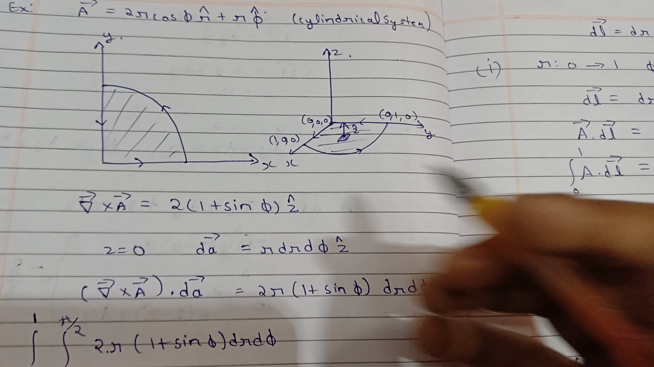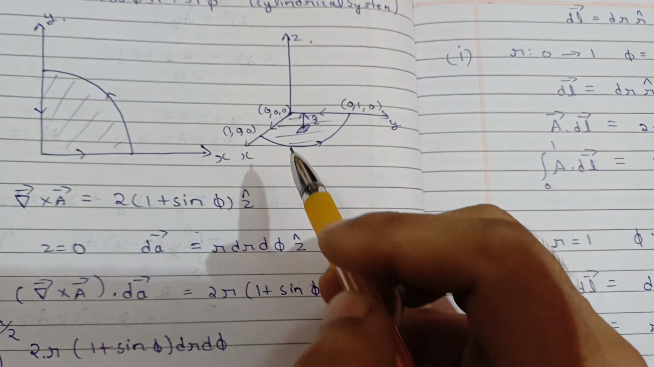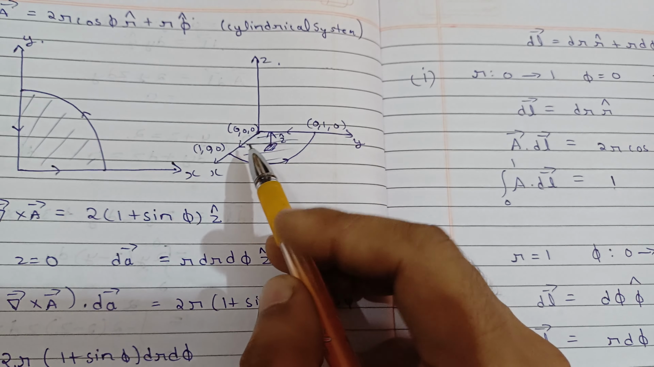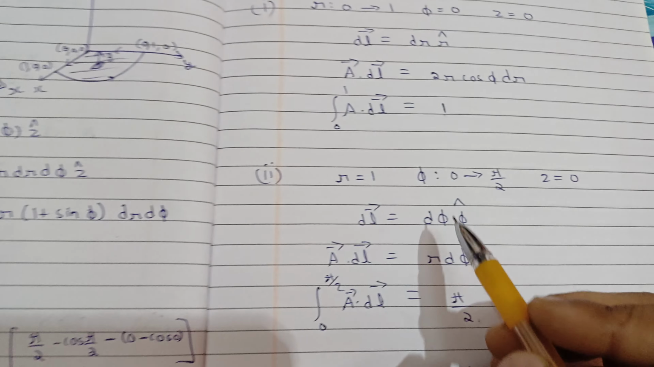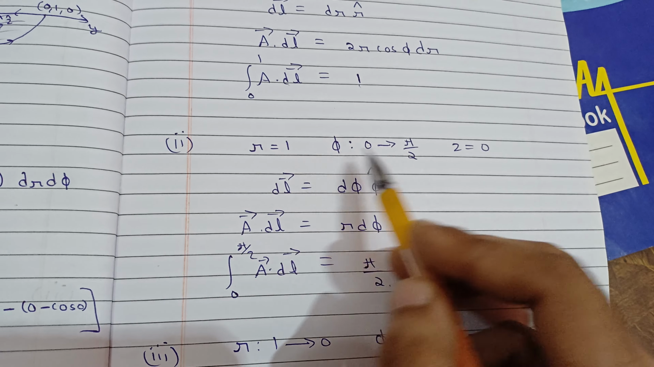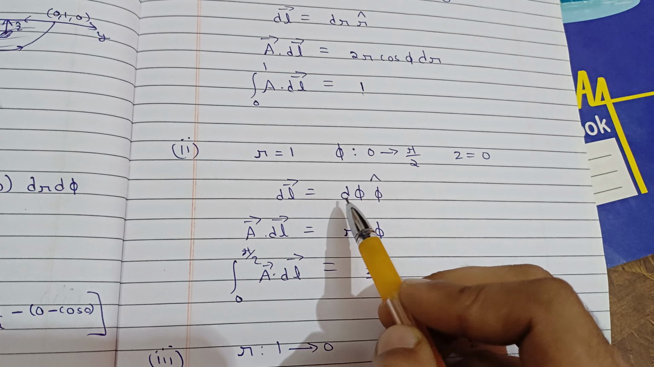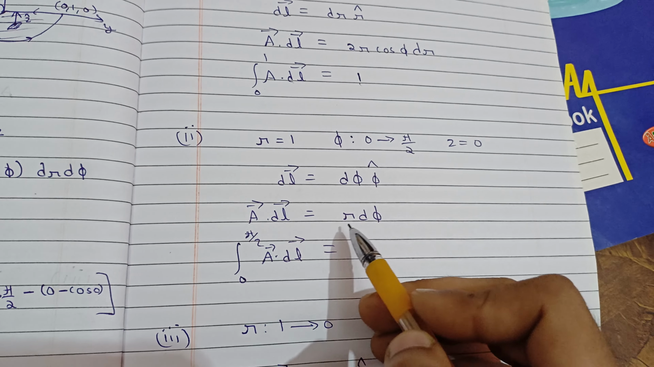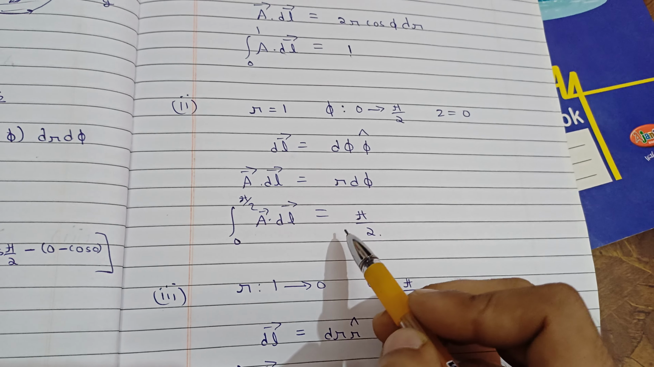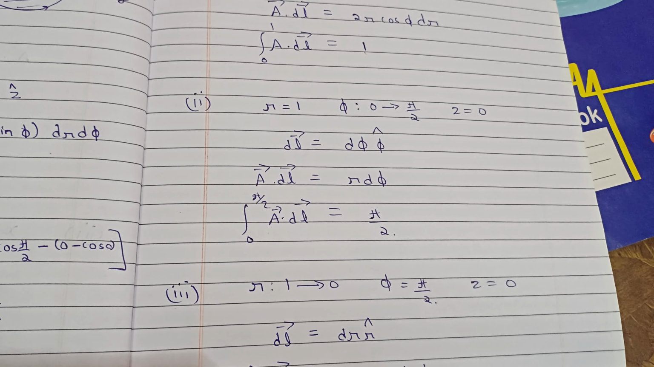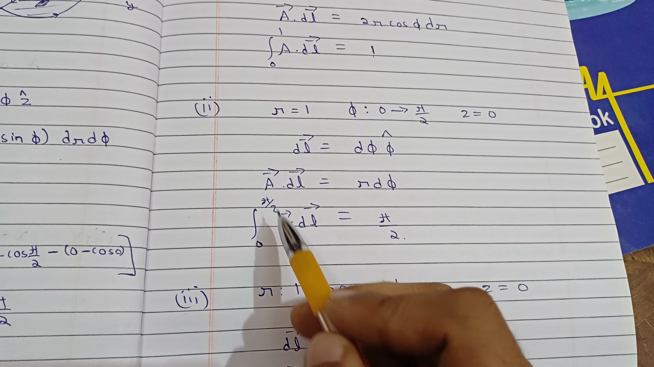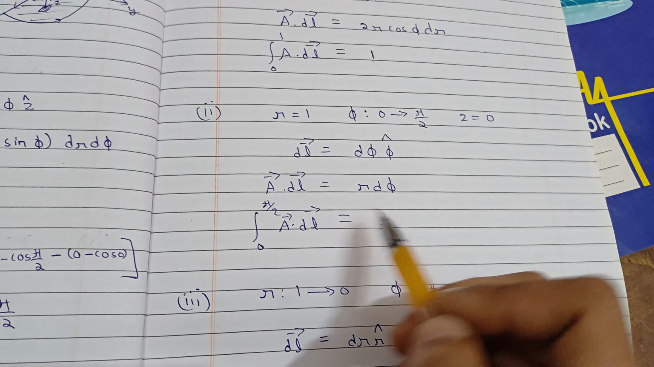Now for this second one, this curve, this is for the quarter of the circle. So r is fixed for this, that is 1. Phi is changing 0 to pi by 2, and z equal to 0. So r is 1, dr will be 0, dz will be 0, and phi is going 0 to pi by 2. So dl will be d phi phi cap. Now A dot dl will give you r d phi. And r is equal to 1 here, fixed, so it will be d phi only. So d phi will give you phi, and after substituting the limit, you will get pi by 2 minus 0, that will be pi by 2.